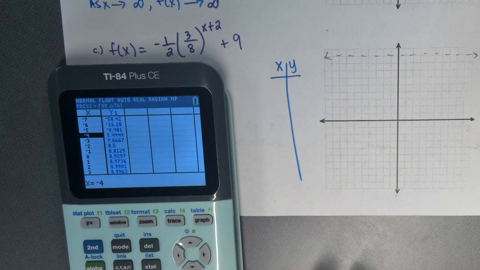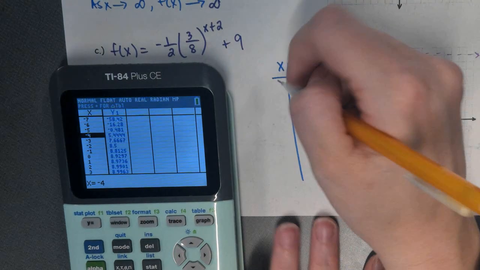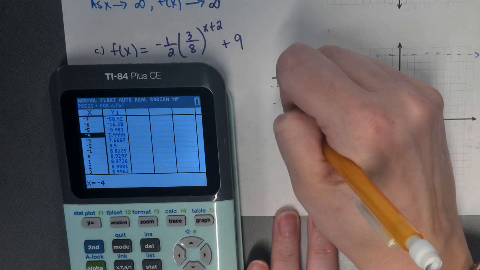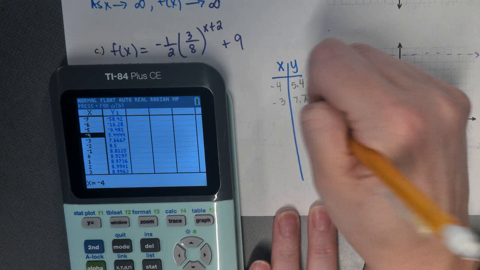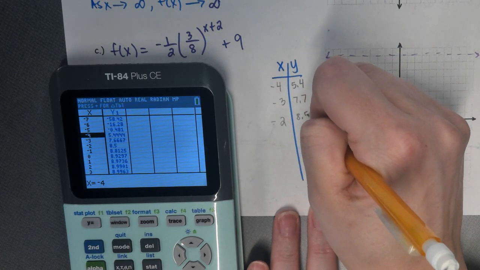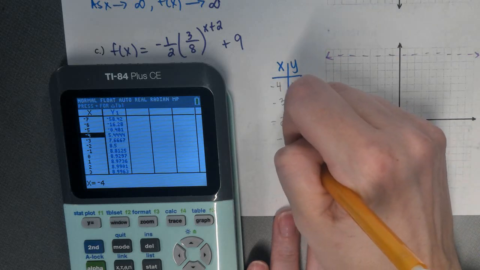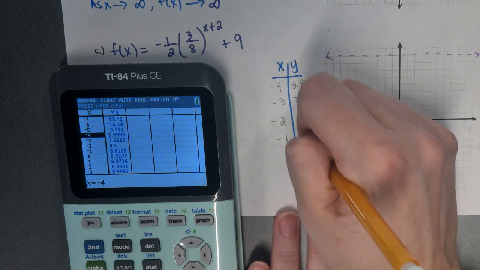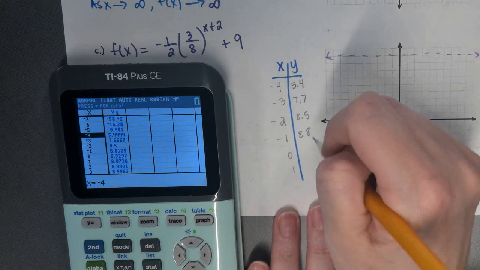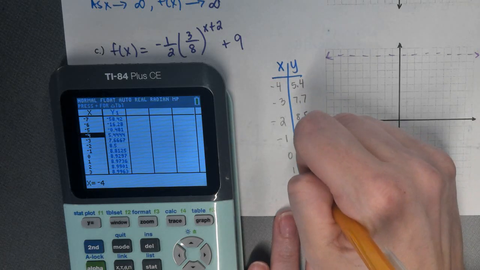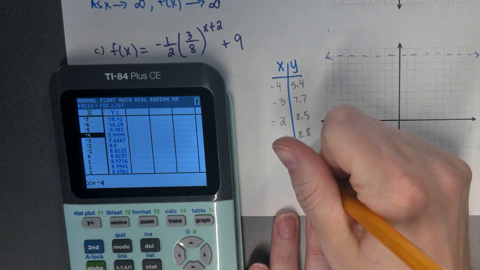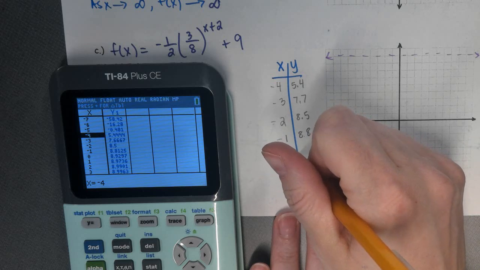Okay, so at negative 4, I'm at 5.4. At negative 3, 7.7. Negative 2, 8.5. Negative 1, 8.8. Anyway, this is almost to 9 there. And then 0 is your y-intercept.